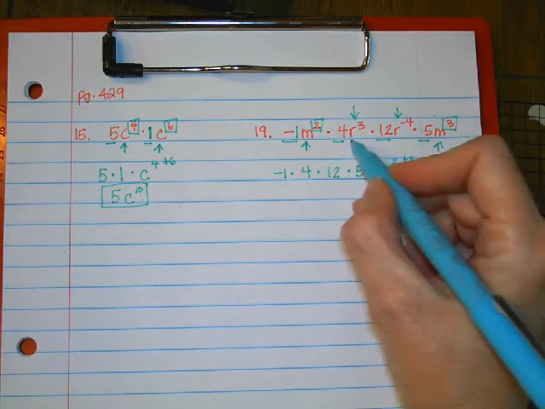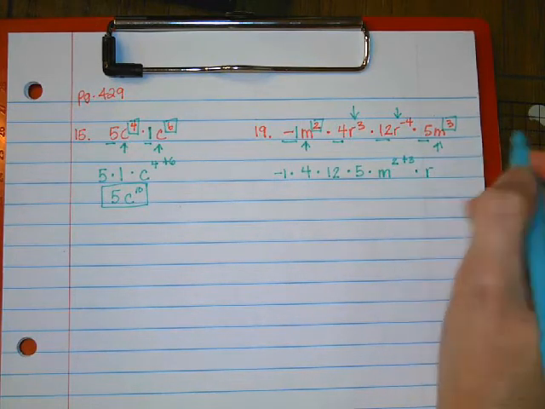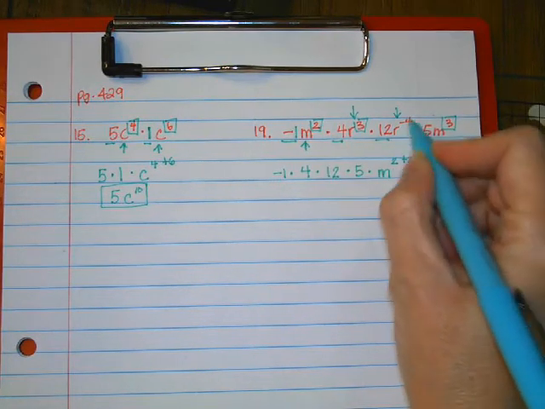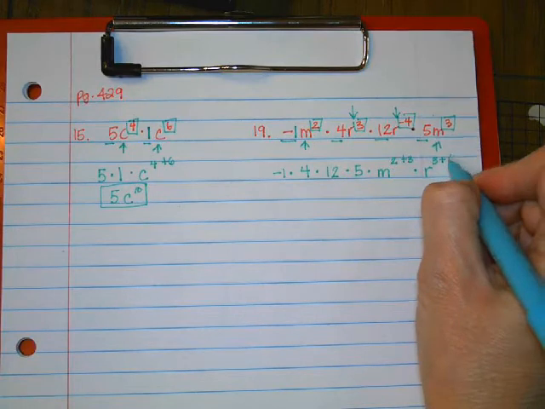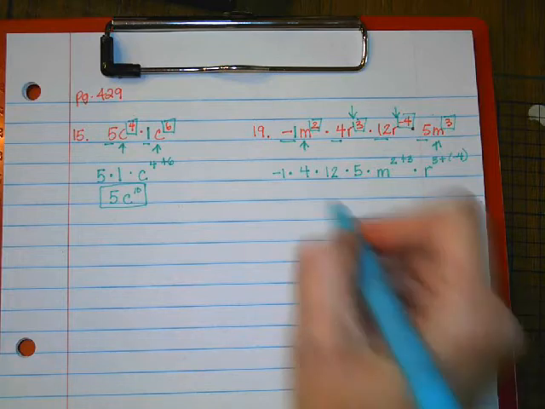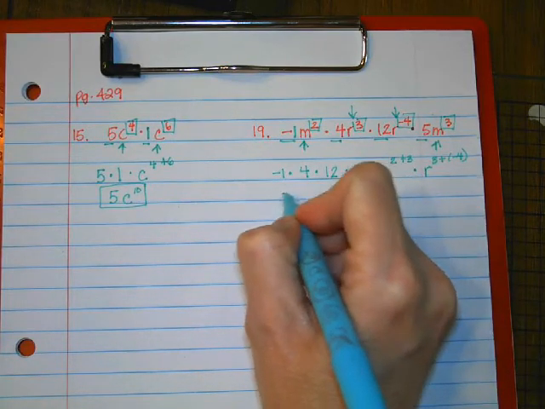All right, so then that leaves me with my variable r. So my first exponent for my r is 3. And my second exponent for my r, I'll add it to this, would be negative 4. All right, so now I've got all what I need. So we're going to multiply. Negative 1 times 4 is, that's right, negative 4. Negative 4 times 12 is correct, negative 48. And negative 48 times 5 is a negative 240.